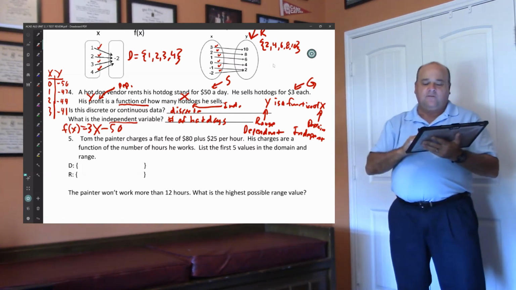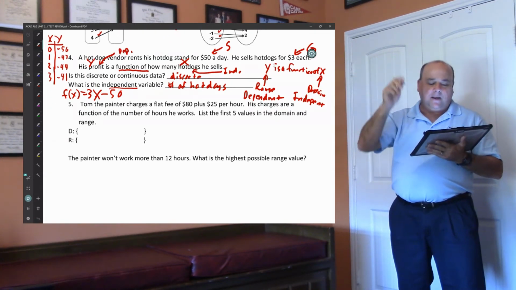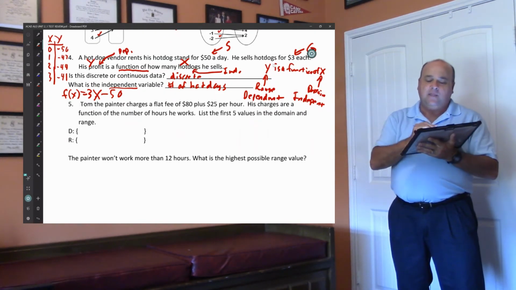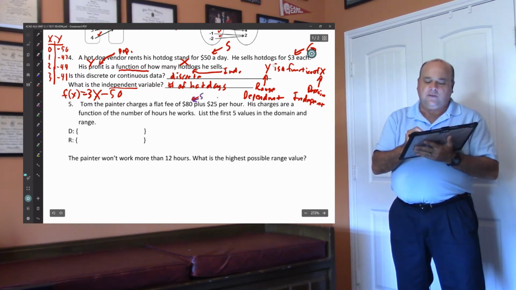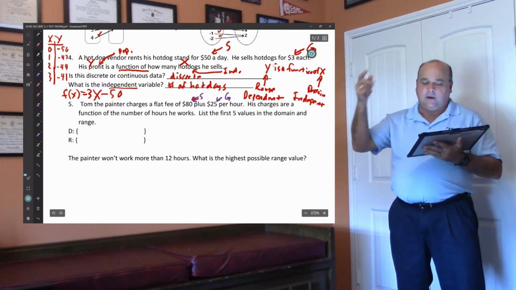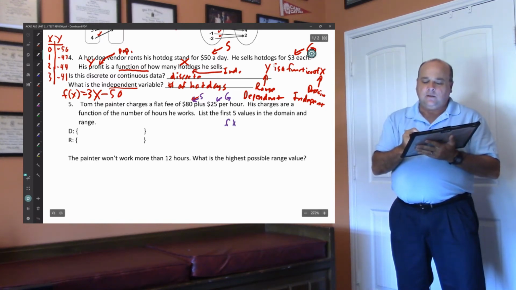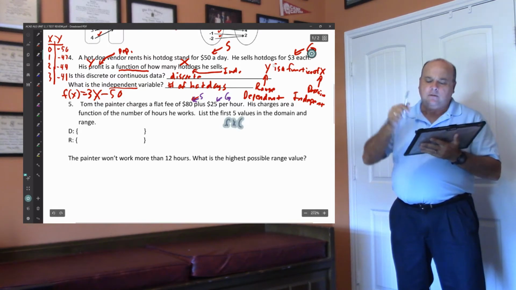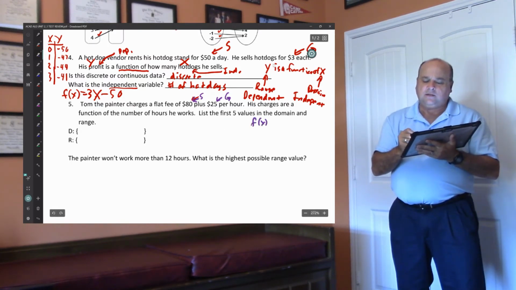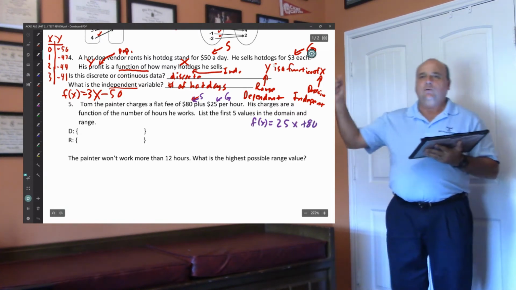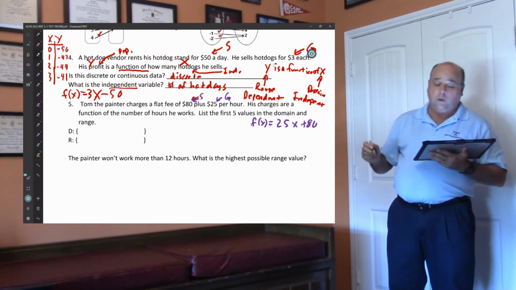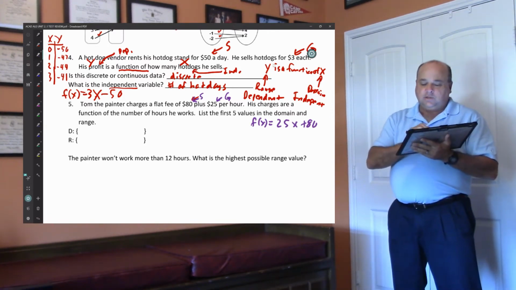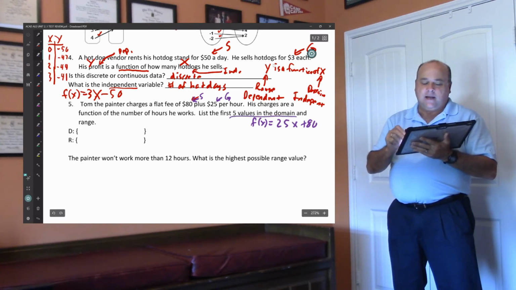Now then, let's go to number 5. Tom the painter charges an $80 flat fee. That would be our starting number. Let me do another color here. So this would be the starting number, and this would be the growing number, wouldn't it? Let's write it down. So f of x is going to equal 25x plus 80, correct? So the 80 would be the starting number, the 25 would be our growing number, that would be our function rule, wouldn't it? Okay? He lists the first 5 values in the domain and the range.